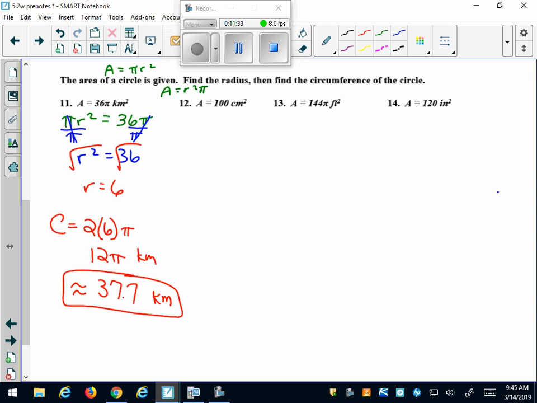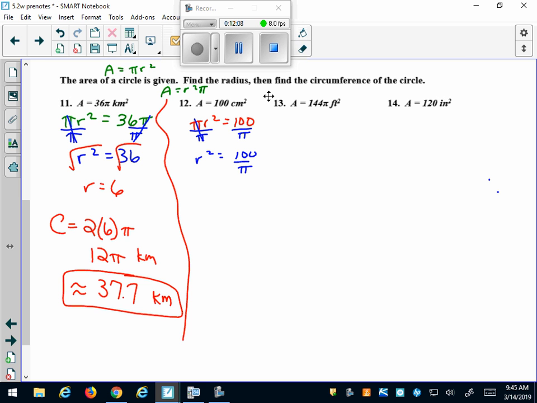Okay, same situation happens. Number 12 has no pi in the area that they give us. So area equals 100. We're going to do pi r squared equals 100. Again, we are going to divide by what? Pi. So r squared equals 100 over pi.